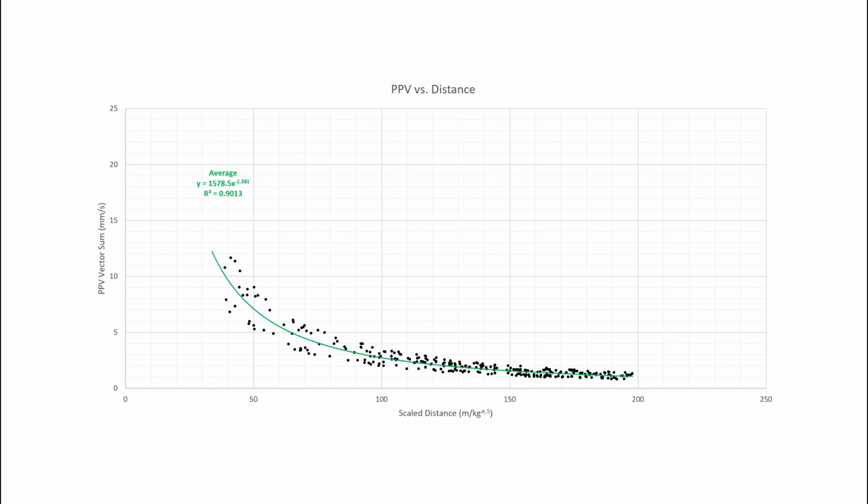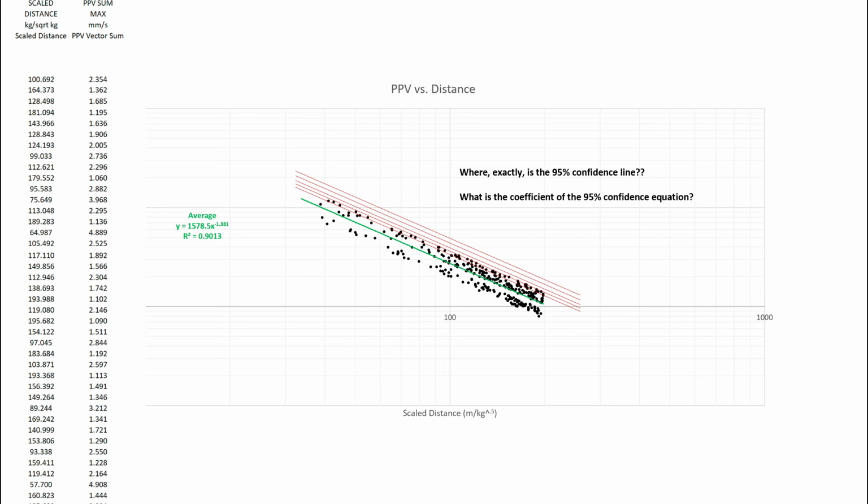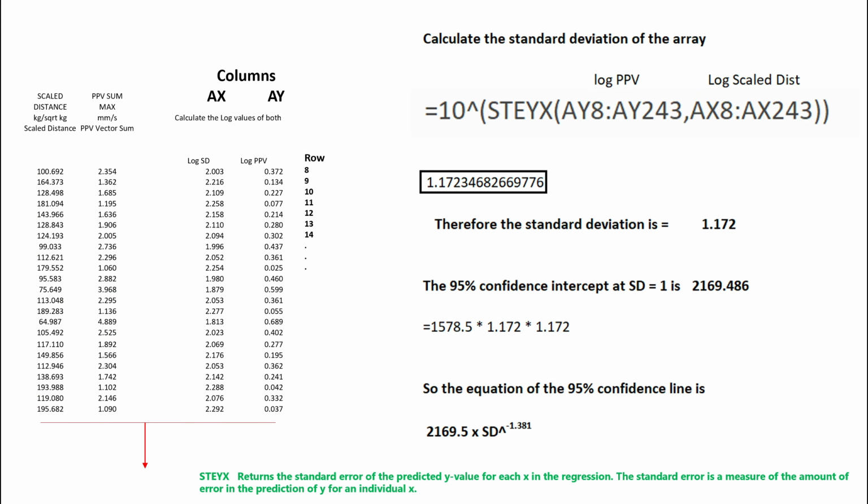So let's have a look at this data set. This is now a metric data set. We're looking at millimeters per second on the vertical axis, and the scale distance is meters divided by the square root of the kilograms charge size. I would typically plot this log-log because that makes it easier as I'm thinking about it. Where is that 95% confidence line? It's much easier to see here than on that linear plot. I know it's going to fall somewhere in here, but I need to be able to calculate the standard deviation, and that's what I struggled with for a long time.